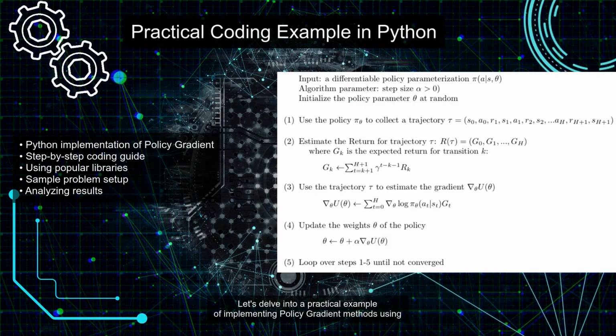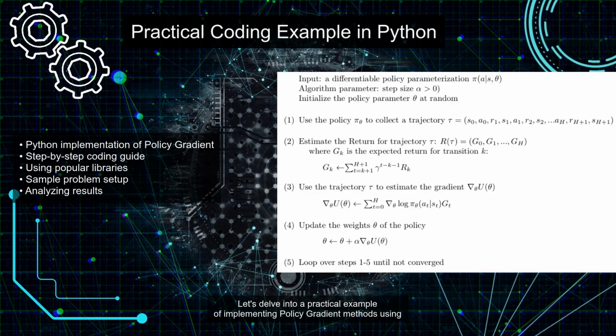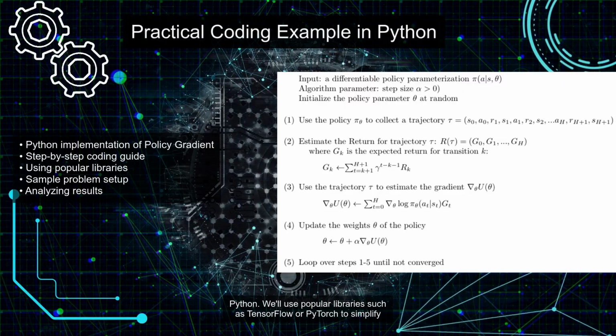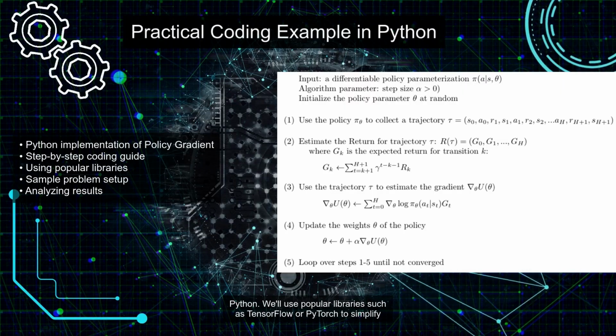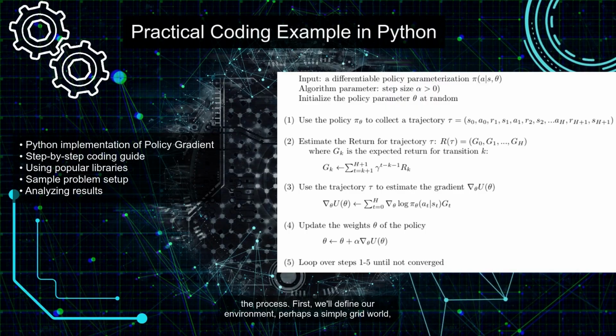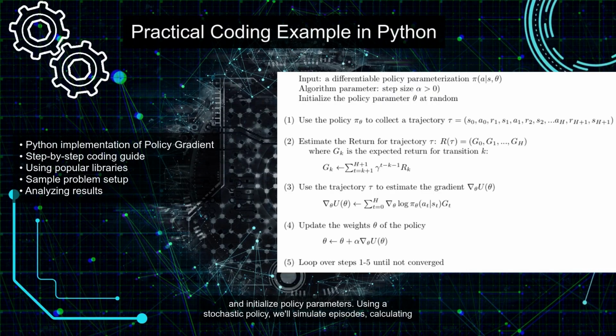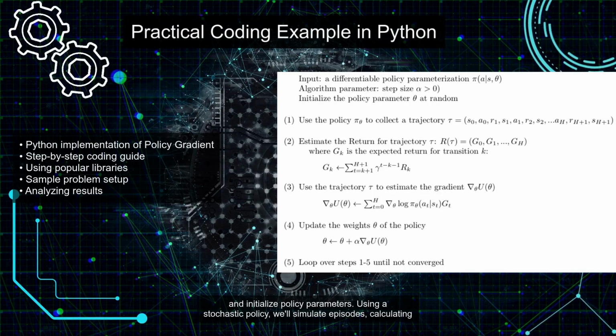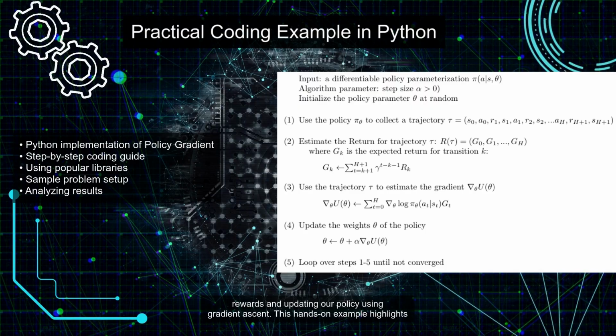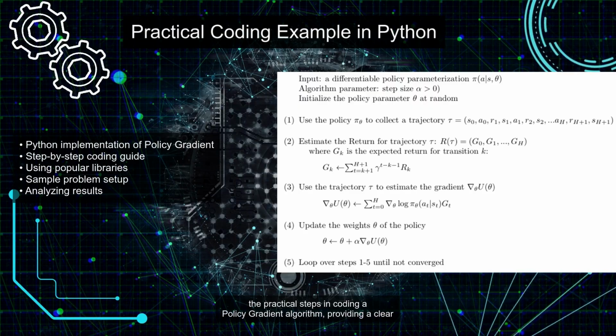Let's delve into a practical example of implementing policy gradient methods using Python. We'll use popular libraries such as TensorFlow or PyTorch to simplify the process. First, we'll define our environment, perhaps a simple grid world, and initialize policy parameters. Using a stochastic policy, we'll simulate episodes, calculating rewards and updating our policy using gradient ascent.